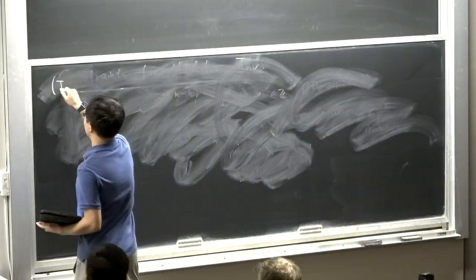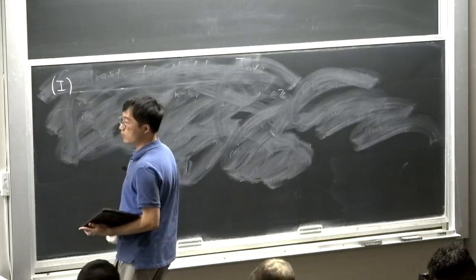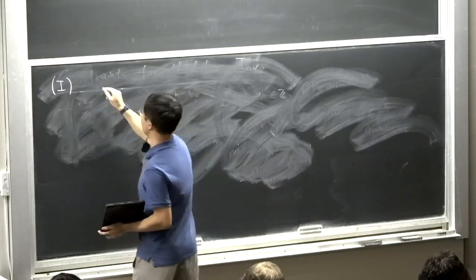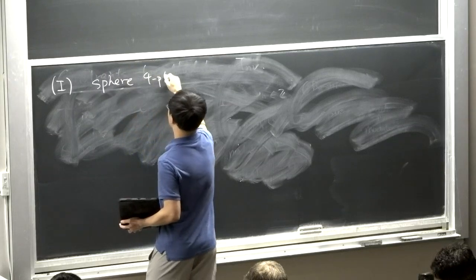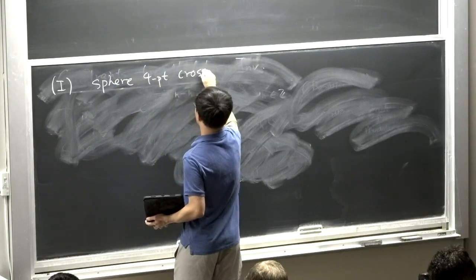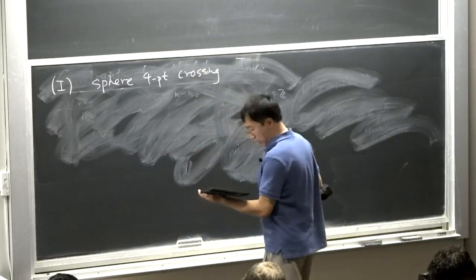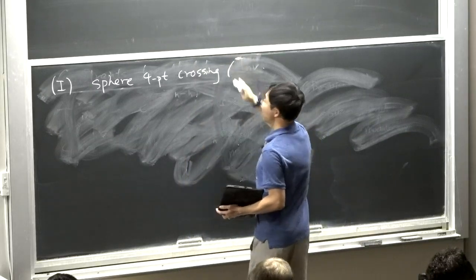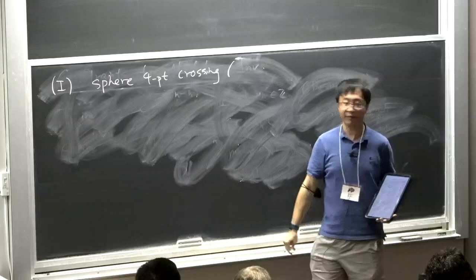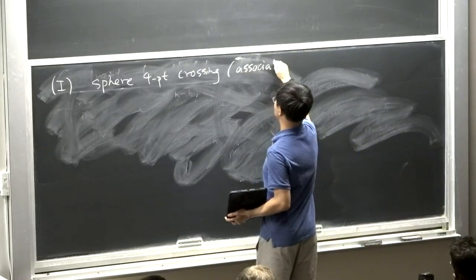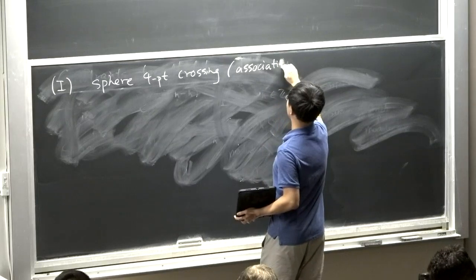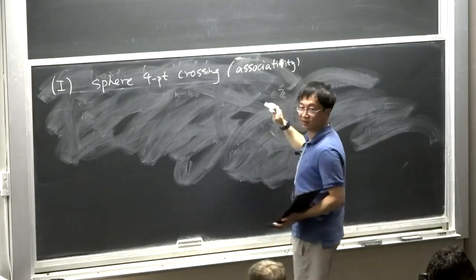So what is this first condition, and how does it come about from cutting and gluing? The so-called sphere 4-point crossing. And this is what some of you asked previously. This is equivalent to imposing constraints from associativity. So associativity comes in here. It's coming from locality.